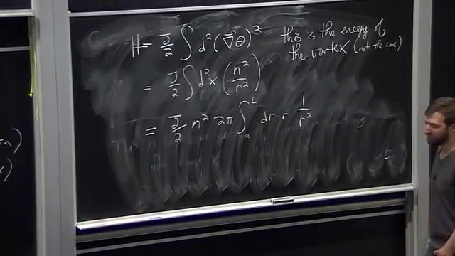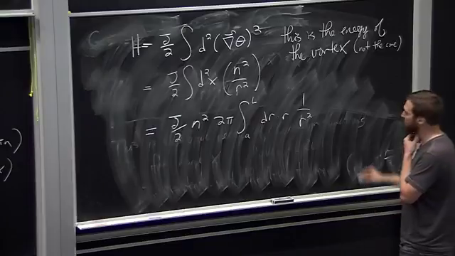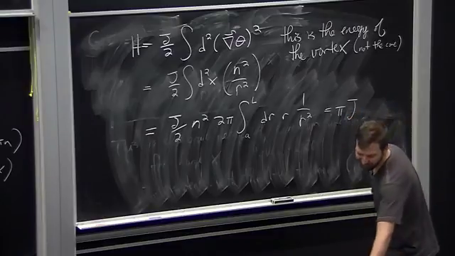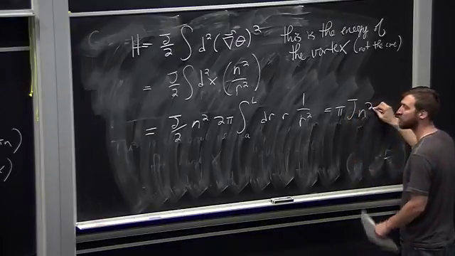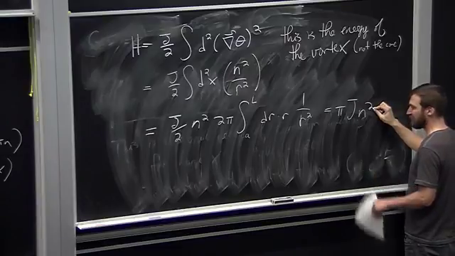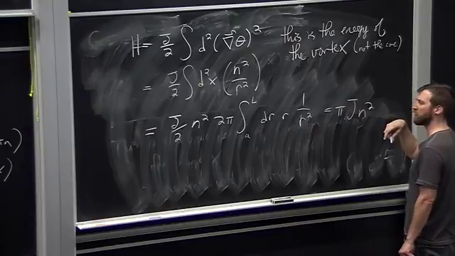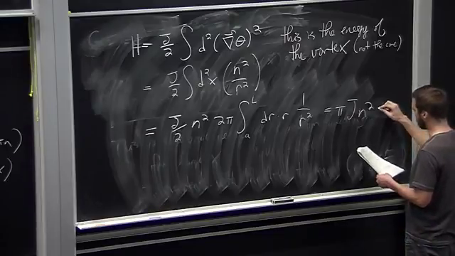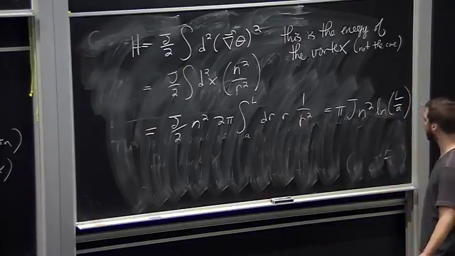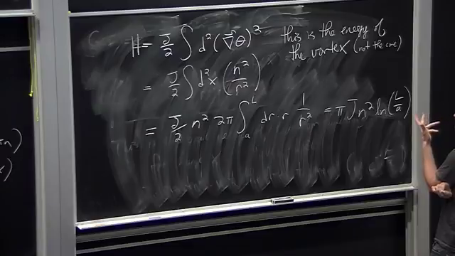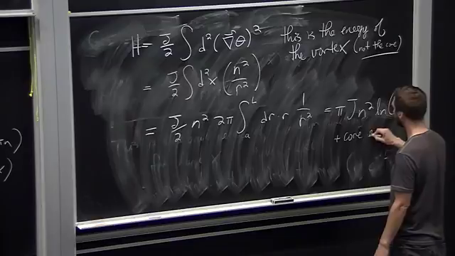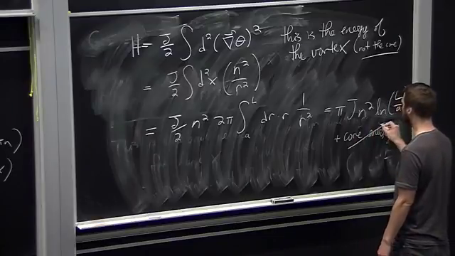Right. So now I have, again, a log. So pi J. I should have charge squared, n squared. Two, I get a factor of 2. No, do I get a factor of 2? I'm not sure about the factors of 2. Log L over a from the limits of integration. Plus, don't forget the core energy, which we're just going to ignore.